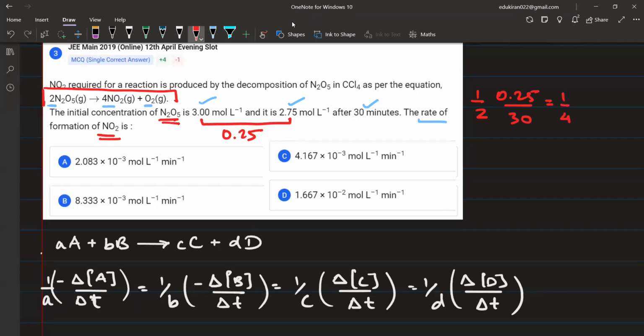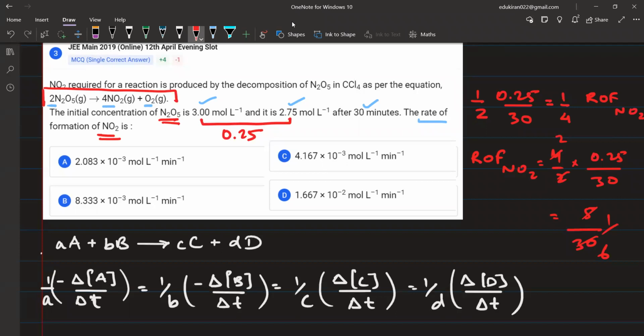This will be equal to 1 by 4 into rate of formation of NO2. So rate of formation of NO2 will be equal to 4 by 2 into 0.25 upon 30. 2 into 5 upon 30. 5 upon 30 will be 5, how many times is 30? 6 times 30, right? Yes. So the answer is 1 upon 6.